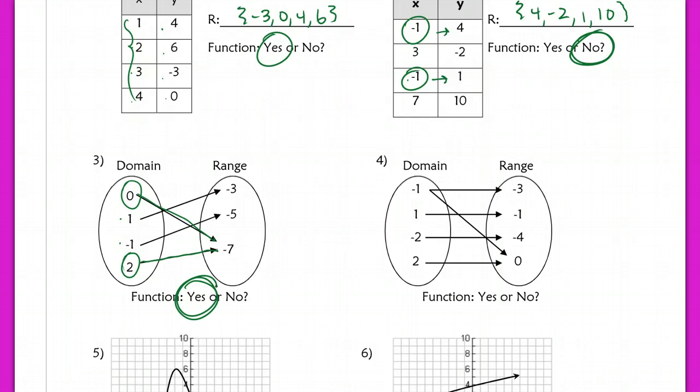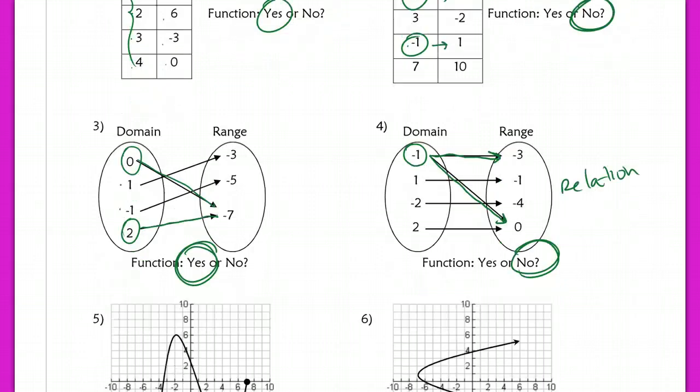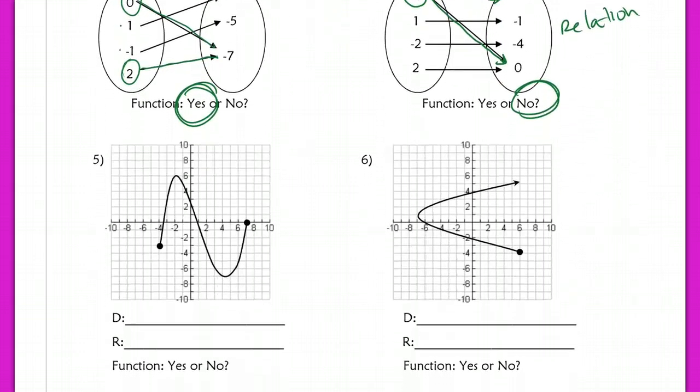Now in the second example, you have the point -1 here. -1 is being mapped to -3 as well as 0. So this is like having two different birthdays for the same person. So this is not a function. This would be called a relation. Okay? The last two examples here are visual.